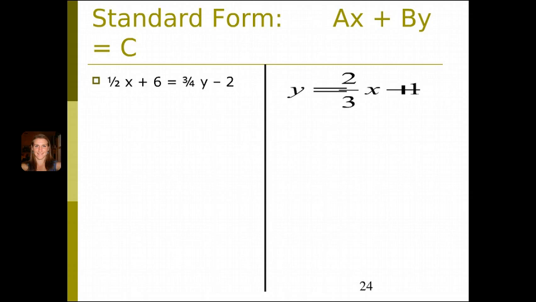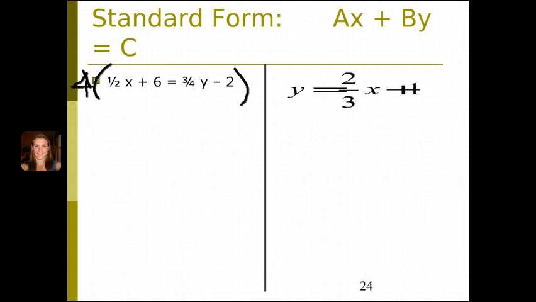So the first thing we need to do is to get rid of the fractions that are in this first problem. This can be accomplished by multiplying everything in the problem by a common denominator. Your denominators are 2 and 4. So what goes into both 2 and 4 evenly is 4.